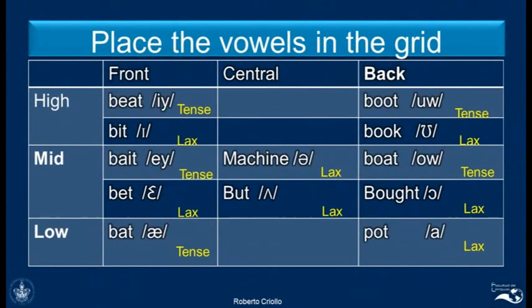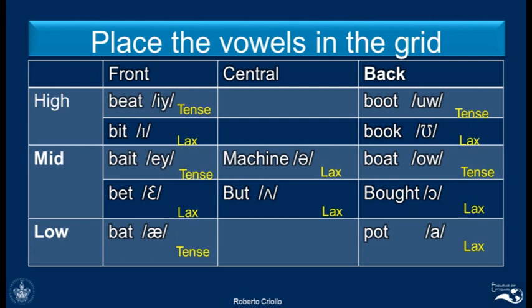It is time to summarize all of the information that we have about the vowel sounds in English. So first of all, we can classify them according to tone height. Some of them can be high, mid, or low. They could be front, central, or back according to frontness and backness. And some of them, as indicated in the grid, are tense and some of them are lax.